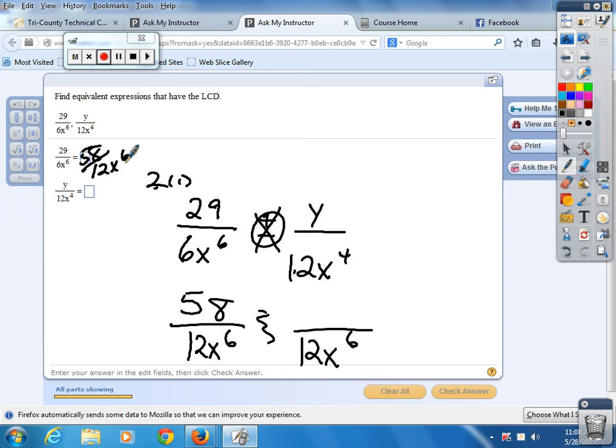All right, now how many times will 12 go into 12? One time. How many times will x to the 4th go into x to the 6th? x to the second. And x to the second times y is x to the second y. That should be your answer. Now, I don't know if they're going to ask you for the common denominator or what. We're fixing to find out. But that should be your answer.